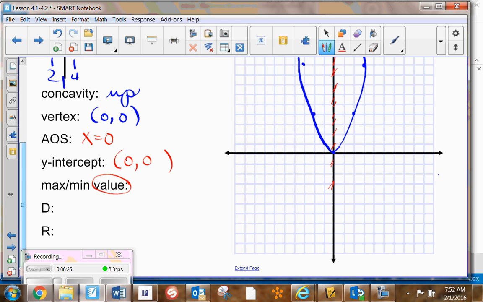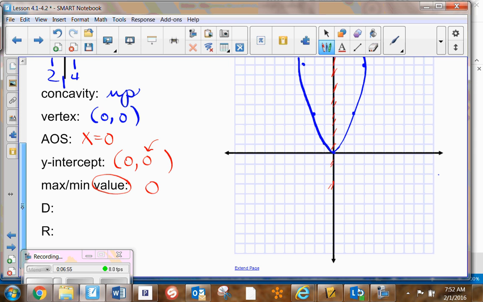What we're asking is, what is the minimum or maximum output. So we don't want the x and the y of the vertex. We only want the y of the vertex. We don't want the output of the vertex. So the minimum value for this problem, since the vertex is at 0, 0, this right here is the minimum output. So it's going to be 0. Minimum value is 0.